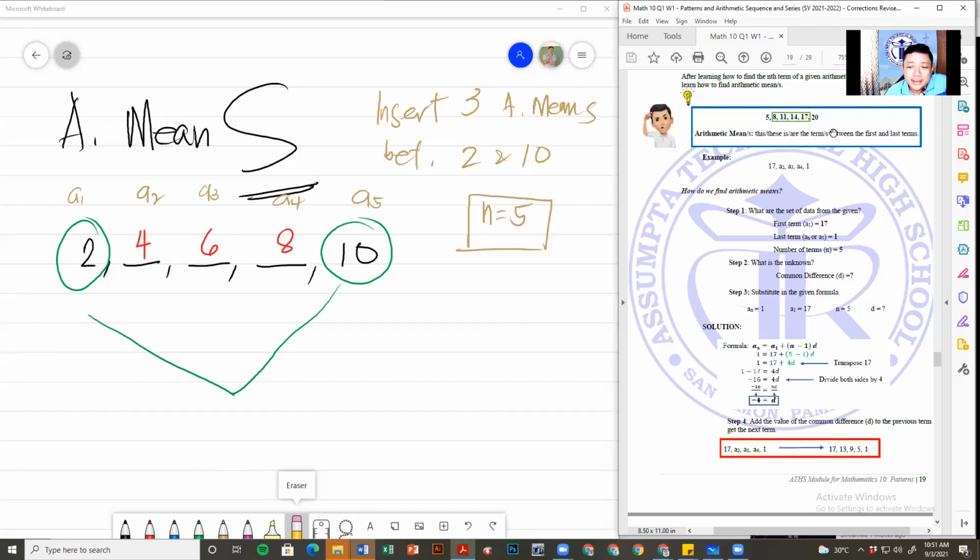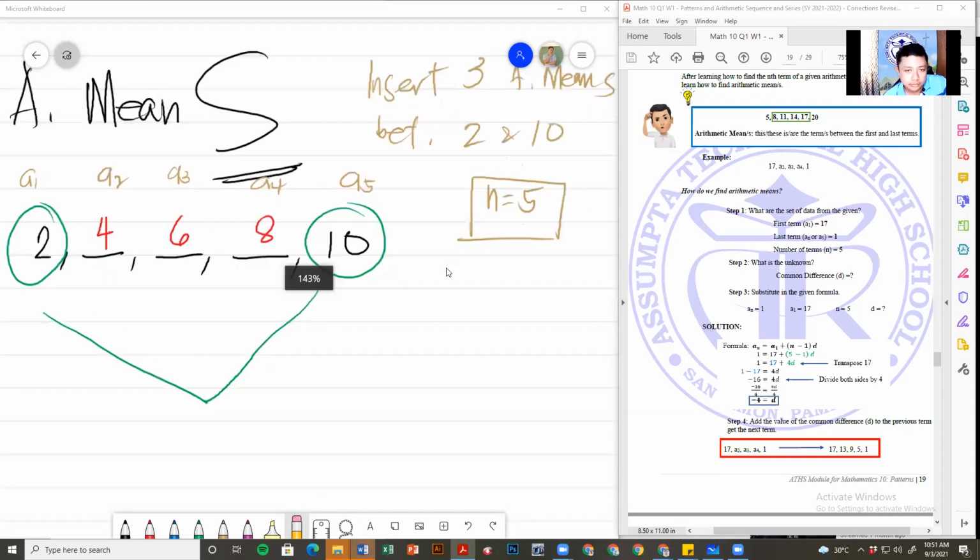Pero sabi ko nga sa inyo, sabi nung isa niyong classmate kanina, matamad po kasi ako, kaya gusto ko yung mental math, sabi niya. Ganon din kasi ako. Matamad ko kasi. So I find ways on how to make my life simpler. Parang ganon.